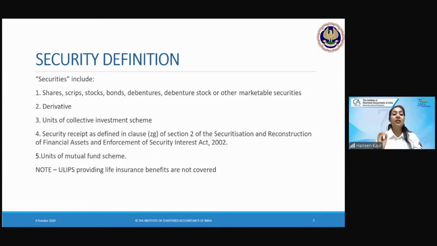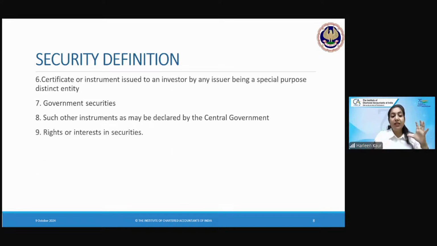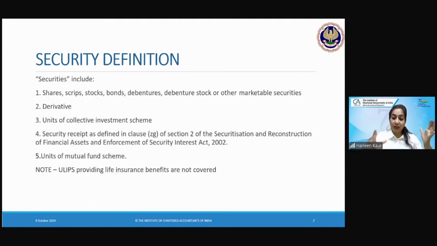So let us do the first definition, security. Security has an inclusive list. If you read the study material, it says it's an inclusive list. Inclusive means more things can also be added. So it's just a list of things that they have given, which are defined as securities. There can be more things to it as well.